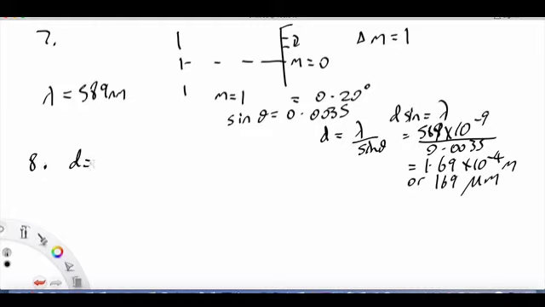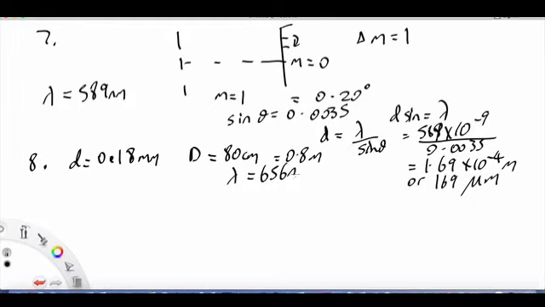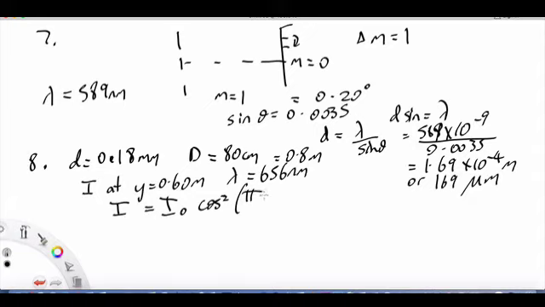And 8, we have d equals 0.18 millimeters. Distance to the screen, 80 centimeters, or 0.8 meters. Lambda is 656 nanometers. We want to find the intensity at y equals 0.6 meters. So we're going to use the equation that has y rather than theta. So it's I naught cos squared of pi d over lambda big D times y. And we're using radians.